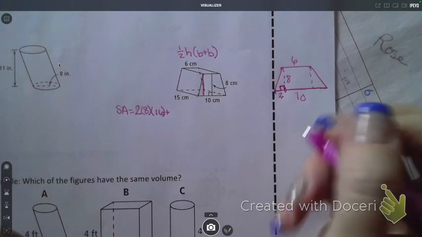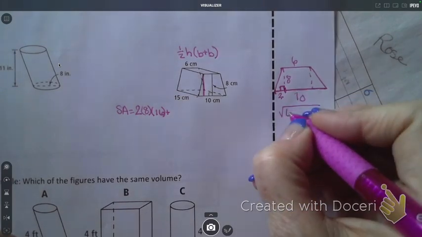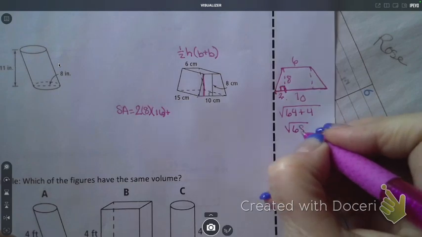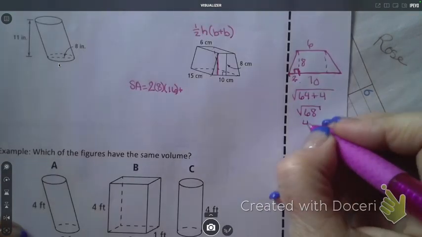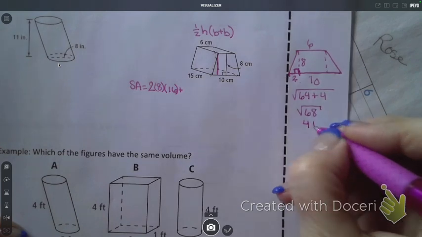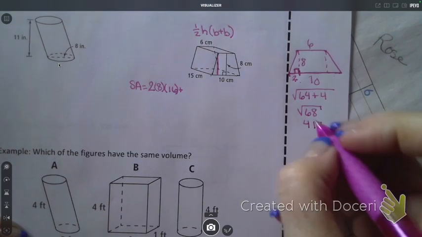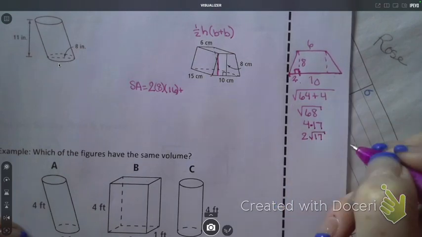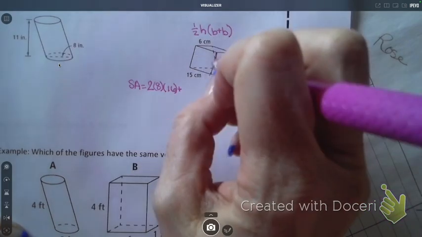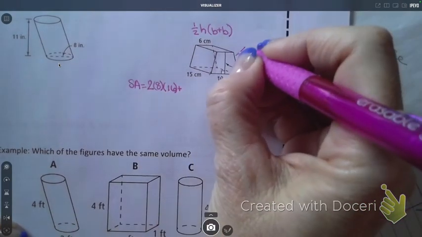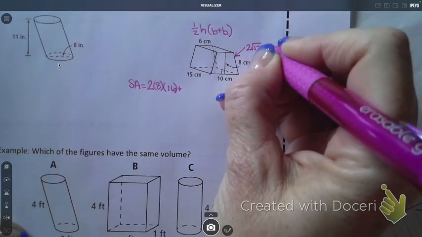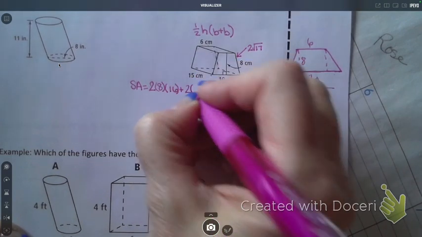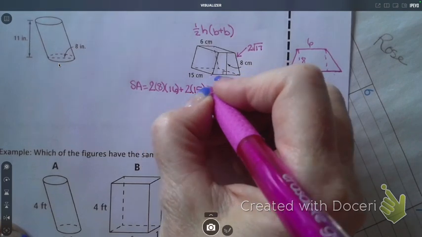So that's the square root of what? 8 squared, 64, plus 4 is the square root of 68, which is 4 times what? 17. So what's the square root of 4? 2. So I have 2 square root of 17. So that's this side right here. This side right here is 2 square root of 17. So this rectangle is 2 because we have 2 sides, times 15 times 2 square root of 17.